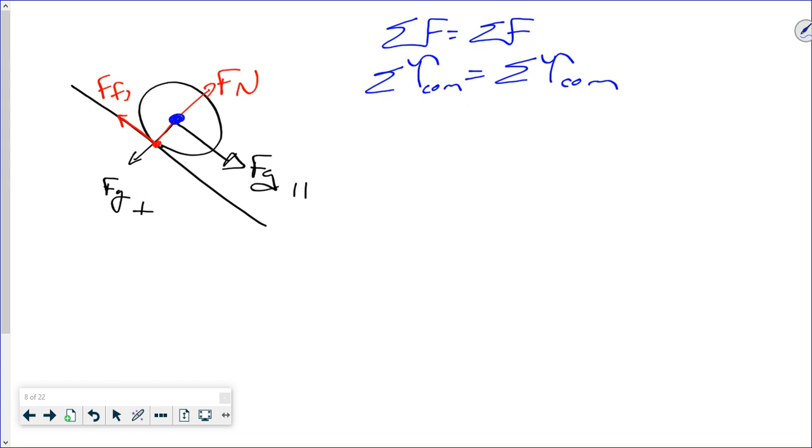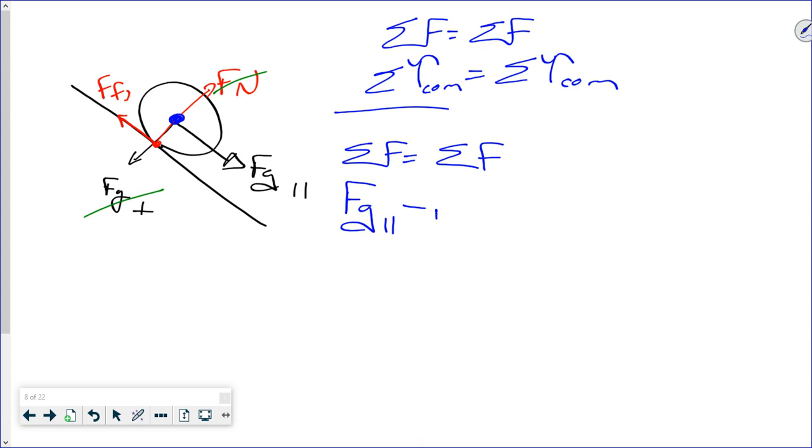So notice when we do this, first of all, our FG perpendicular and our normal force cancel, right? So let's do net force equals net force. That gives us this equation. You're going to have FG parallel pulling down the hill minus friction working against you. It's static friction, preventing the object from sliding. That's got to equal mass times acceleration.